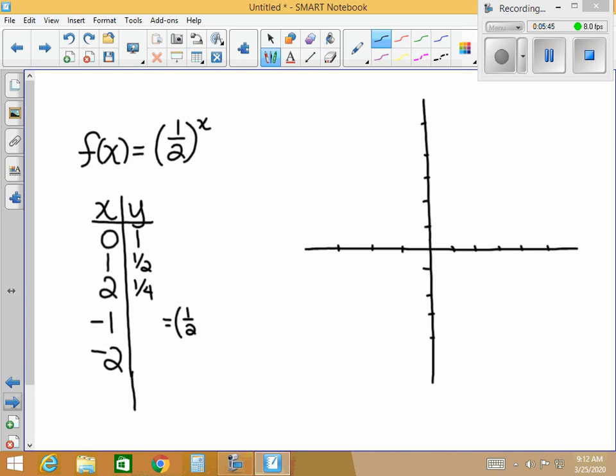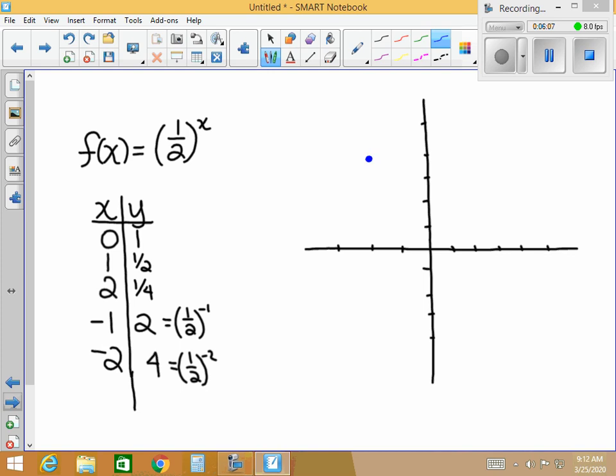Now 1/2 to the -1 power, it's going to be 2. Okay, 1 divided by 1/2, or we could flip it over and say 2 over 1 to the first. 1/2 to the -2 power is equal to 4. And to the -3 power would be equal to 8.